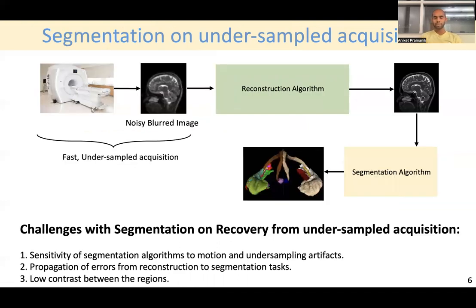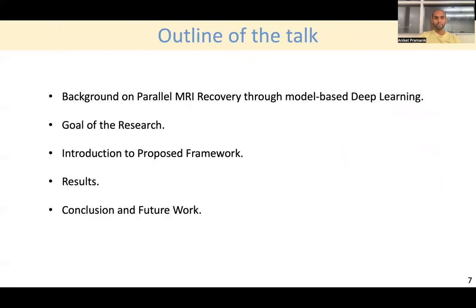This is the reconstruction and segmentation pipeline. If you have a reconstruction algorithm for an undersampled acquisition, then you need a good segmentation algorithm which is robust to motion and undersampling artifacts, and also robust to errors from reconstructions, and also provides good quality segmentations. And the performance of segmentation algorithms depends heavily on the reconstruction quality.